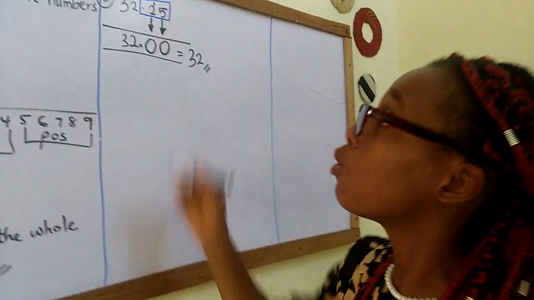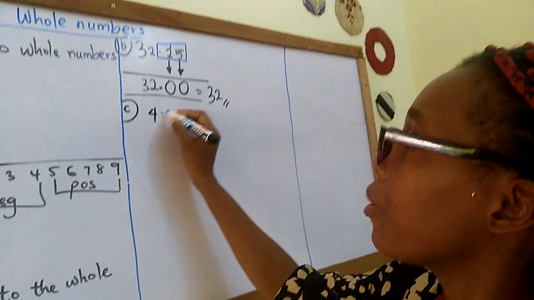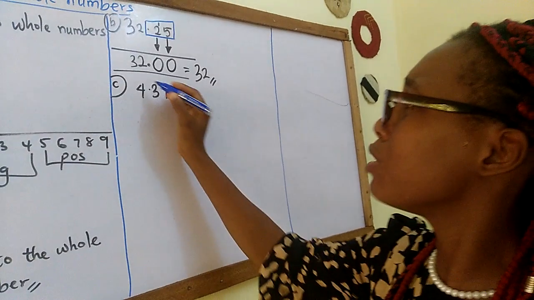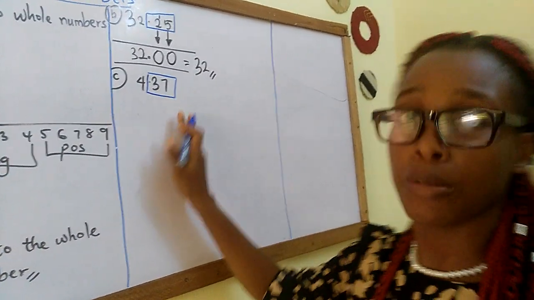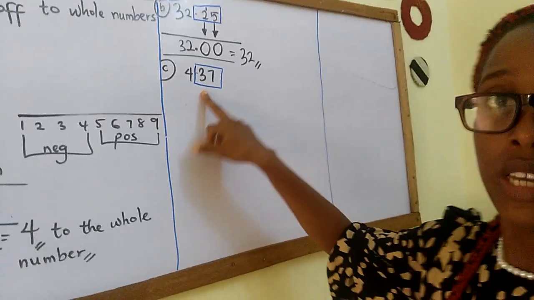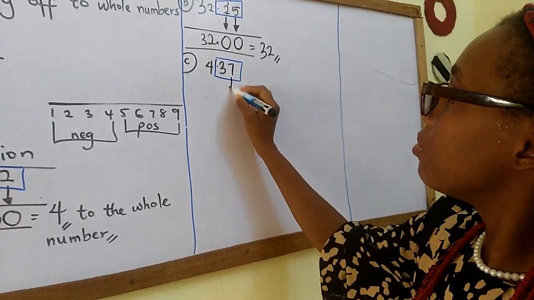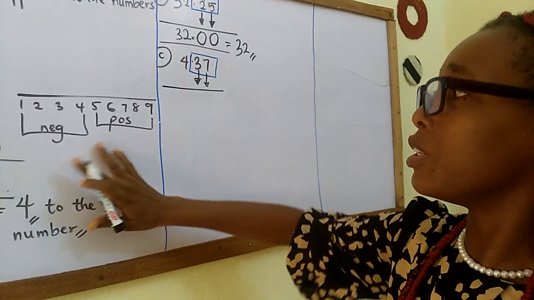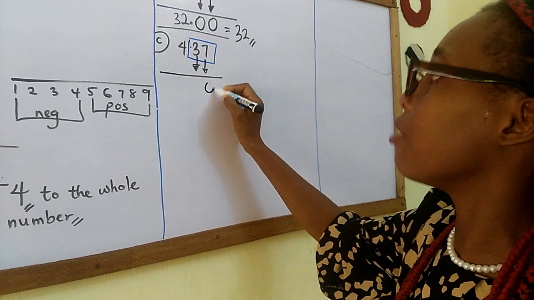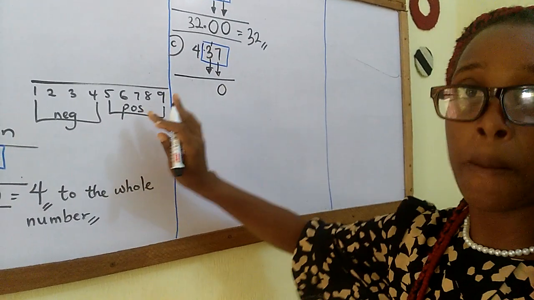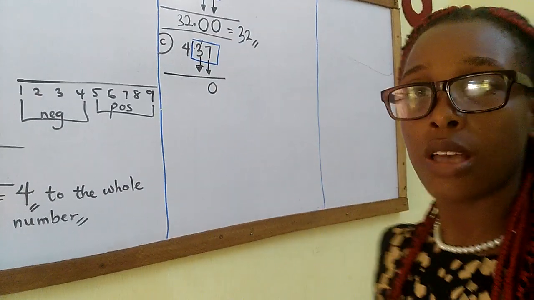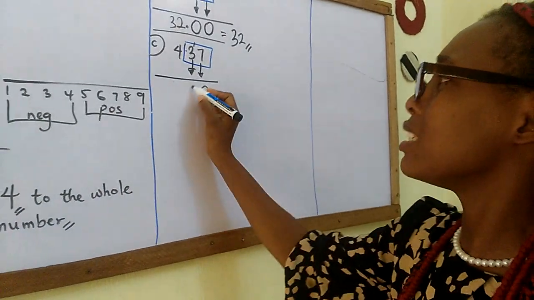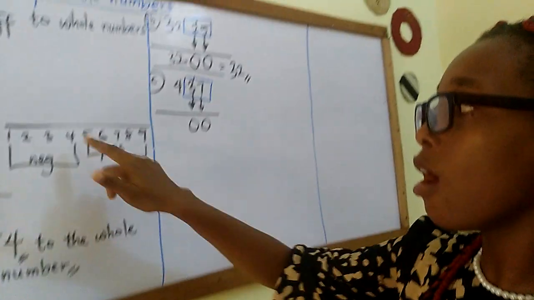Now for question C, 4.37, we are told to round off to a whole number. Remember, in whole numbers, we don't need the point and we don't need the numbers after the point. So we are eliminating 3, 7. To eliminate them, we have to find out if they are negative or positive. Now this is 7. 7 on the number line is positive. That means we can write down 0 and carry 1 because 7 is positive. Now 3 plus 1 is 4. Is 4 negative or positive? 4 is negative. So we can write down 0 but cannot take 1 up because 4 is negative.